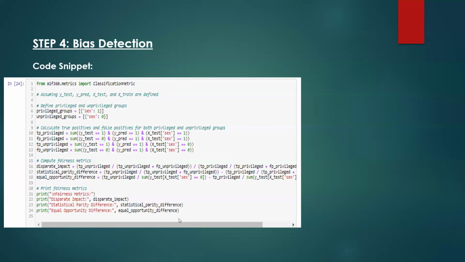Coming to step four, it's totally on bias detection. We don't want bias on any particular thing, so we have to detect equal opportunities for every group, so that we are detecting some bias classifications here.